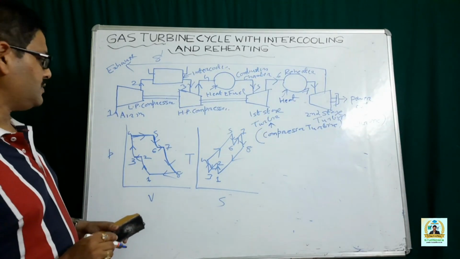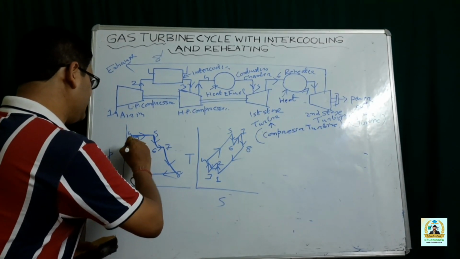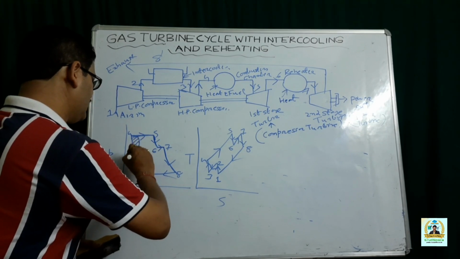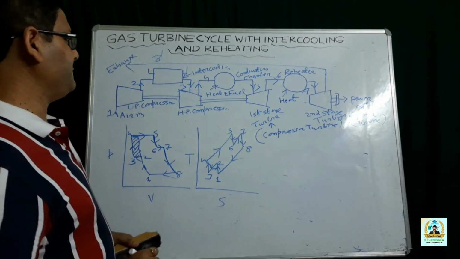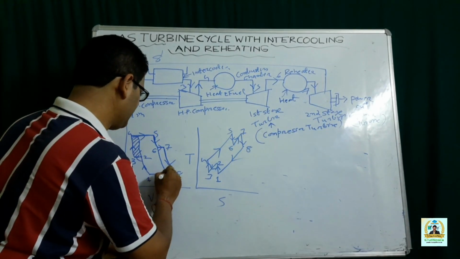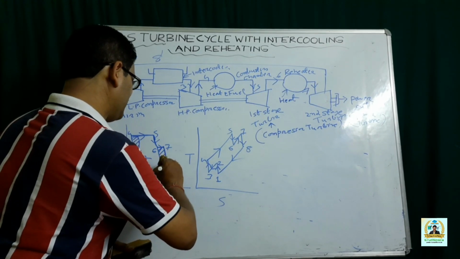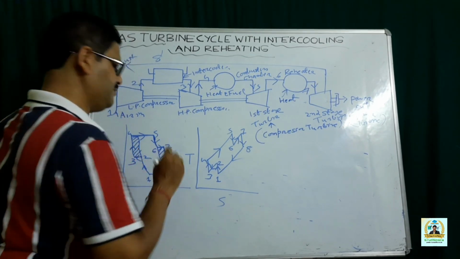Now, this is the gain in work output on account of providing the intercooler, and this is the net work output gained by providing the reheater.